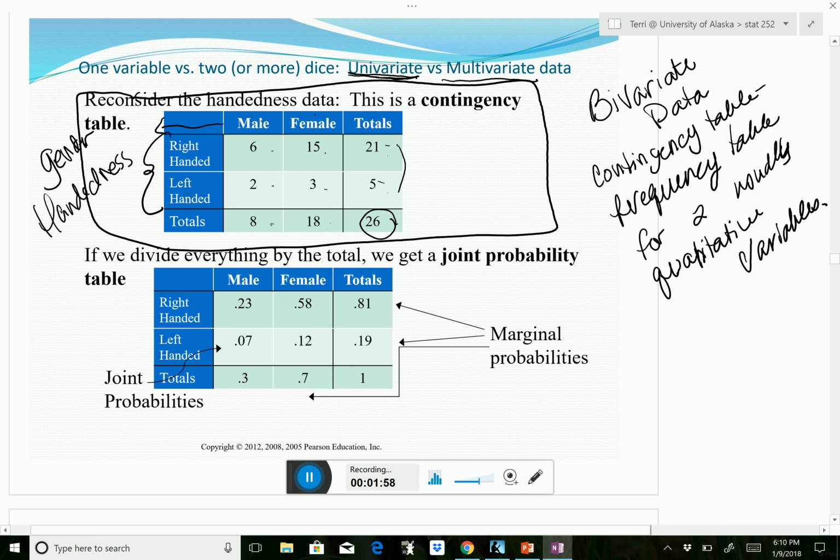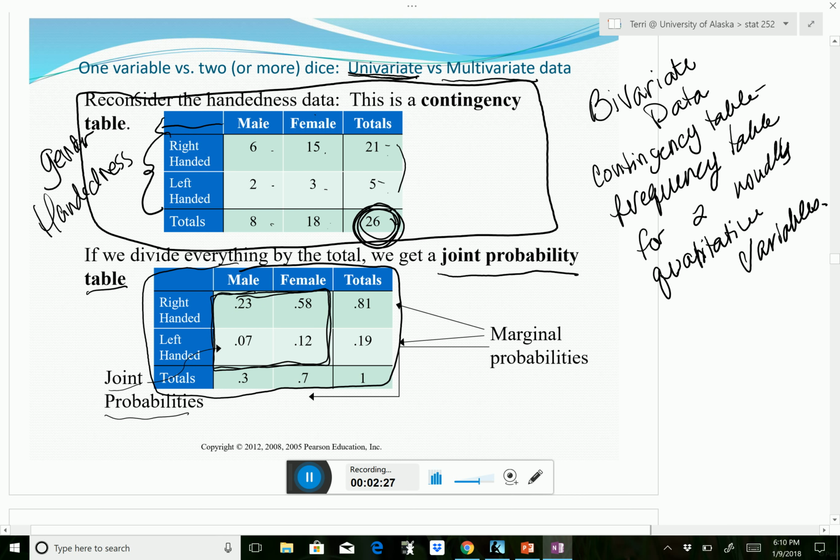Now, if we go and we divide this contingency table by the total number that we have, 26, we're going to get what we call a joint probability table. And what that allows us to see is automatically, just from this table, we can see most of the probabilities that we probably need. We can see the joint probabilities are inside. So they're inside where I just drew this right here. So joint probabilities are the same as intersections.